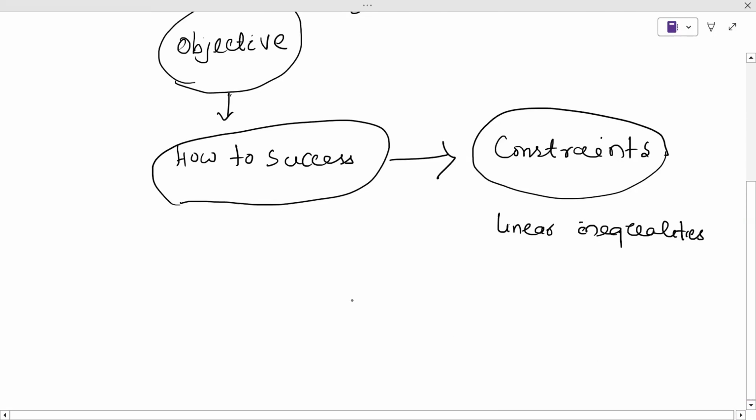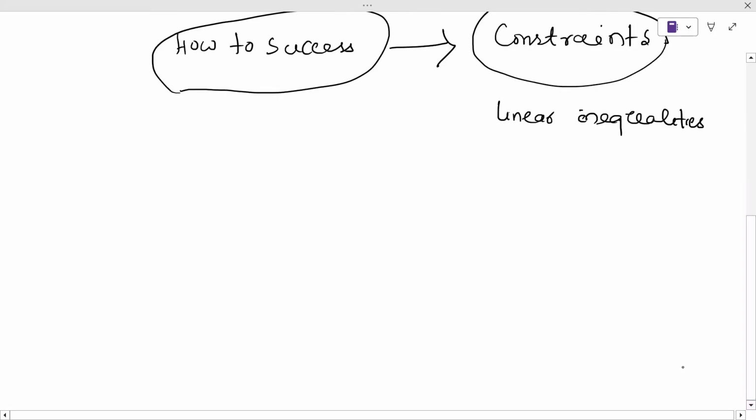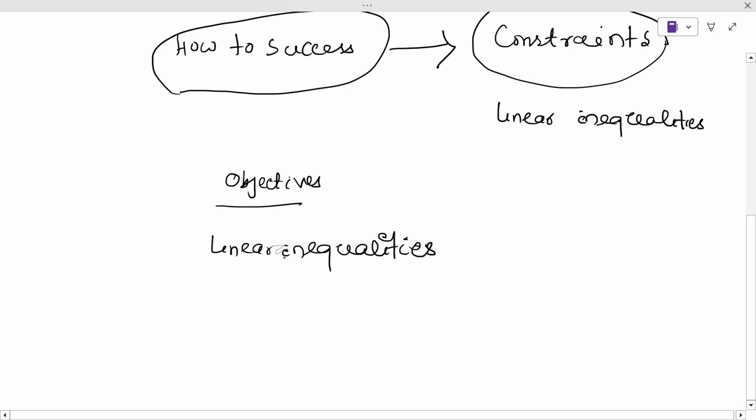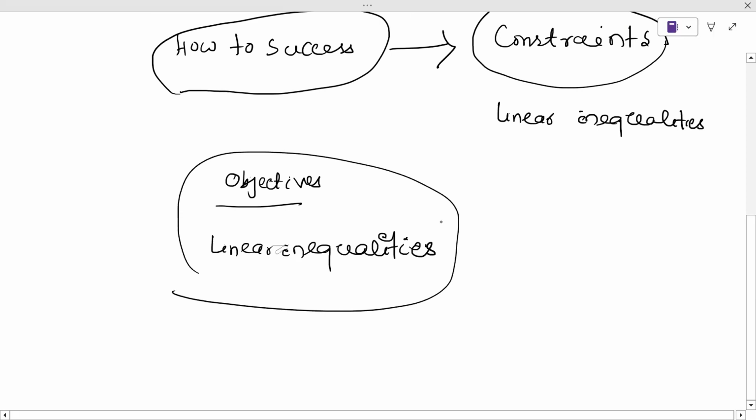The linear inequalities and objective functions make an LPP. Objective functions, including linear inequalities, these two parts together are called the LPP, or linear programming problem.